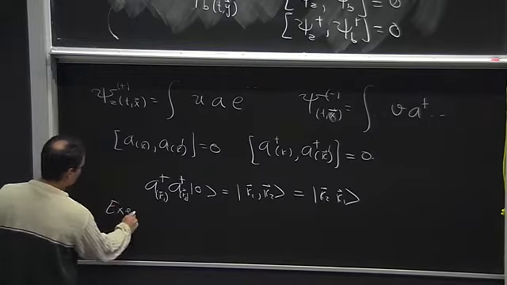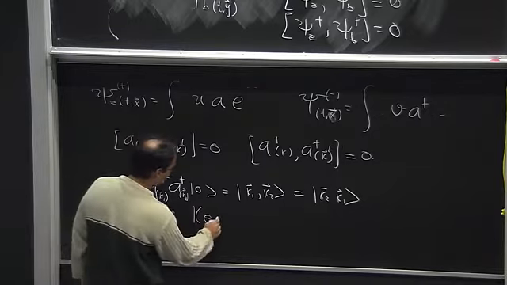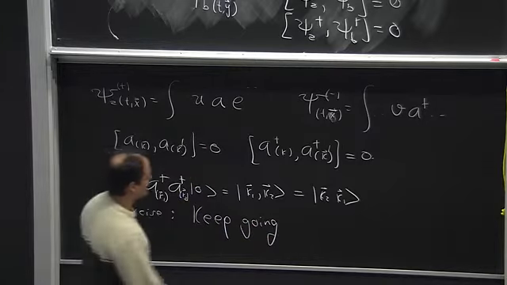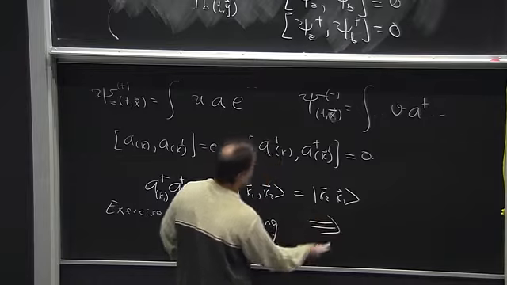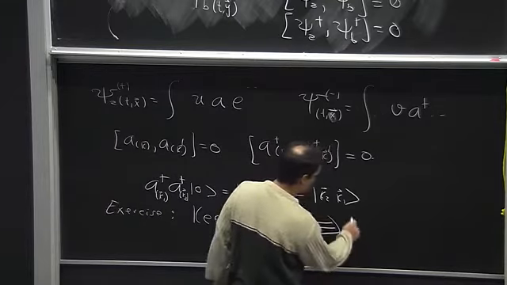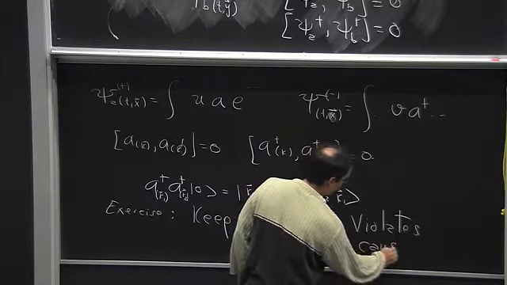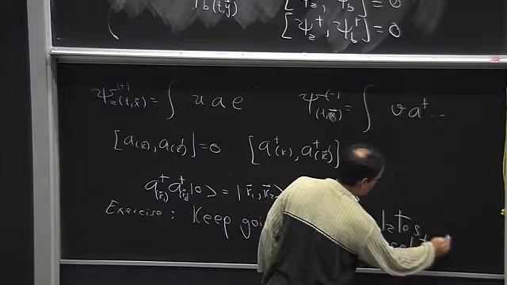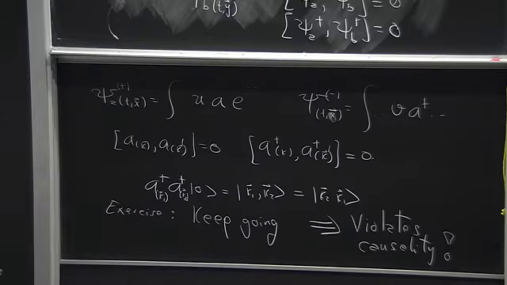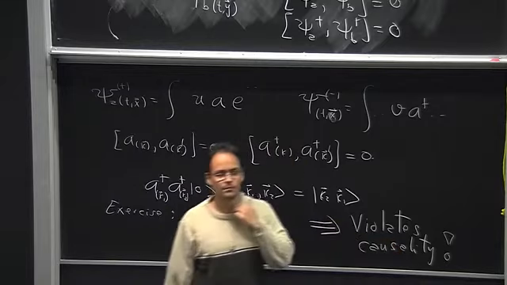You can keep going. Okay? Just keep going along the lines that we have discussed. And then you will find that this theory, just defined in this way, will lead to something that violates causality. Okay? So it's not even an option. This theory that we have defined doesn't even exist.